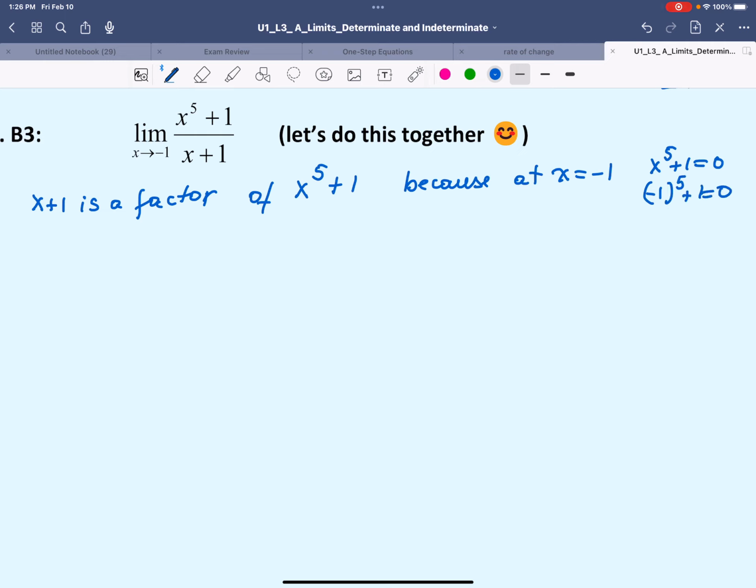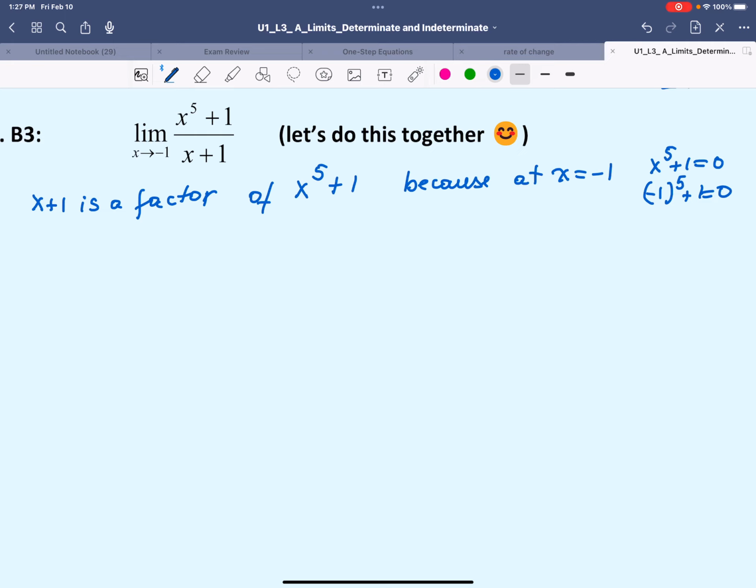So knowing that we already got our first factor, we are going to divide x to the 5 plus 1 by x plus 1 so that we can figure out what the other factor would be. For this, we're going to use synthetic division would be easier actually.